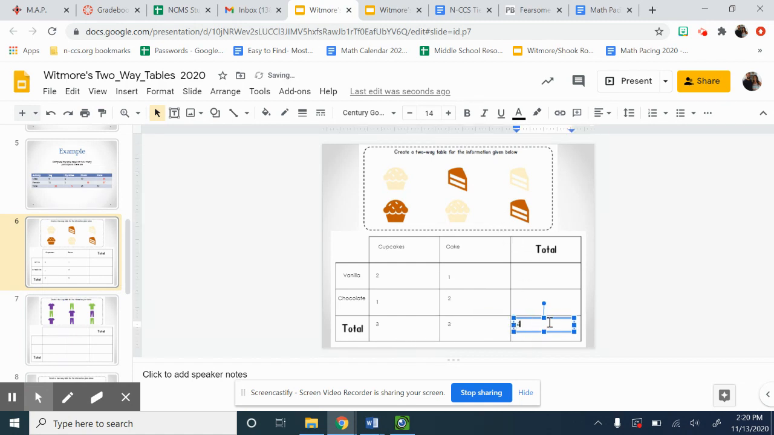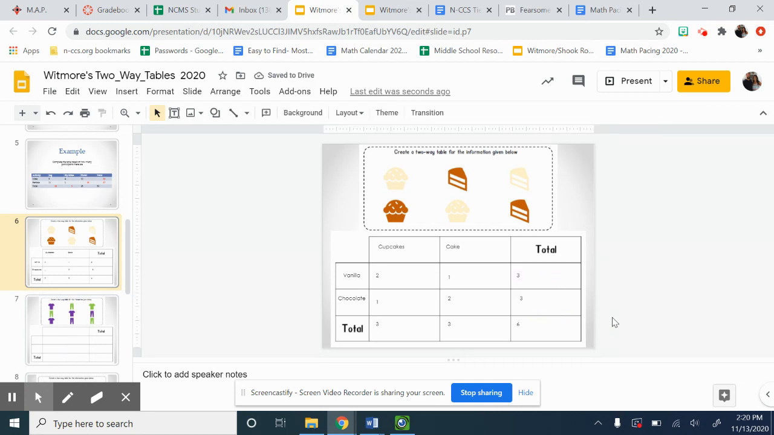Well, 3 plus 3 is 6. Is that what I see up here at the top? Yes. So then we can add up each row. 2 plus 1, I have 3 items that are vanilla, and I have 3 items that are chocolate. From here, I would be able to go in and say, I have 2 vanilla cupcakes. I have 1 chocolate cupcake, 1 vanilla piece of cake, and 2 chocolate pieces of cake.